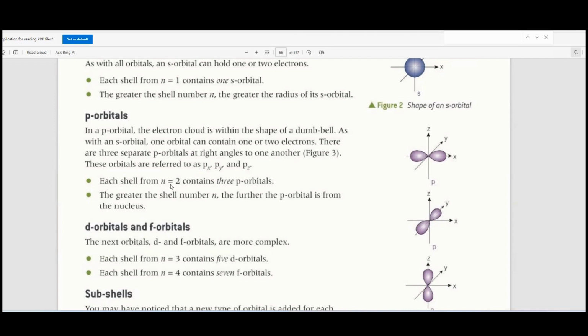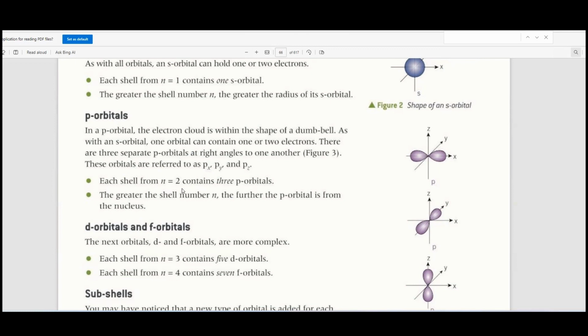Each shell from n equal to 2 contains 3 p orbitals. So we know that quantum shell 2 has 3 p orbitals because it can have 8 electrons. So 2 are in s and, sorry, 6 are in p. So px has 2, py has 2, pz has 2.